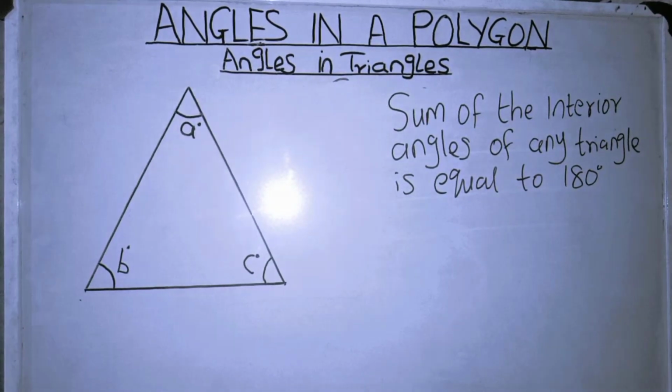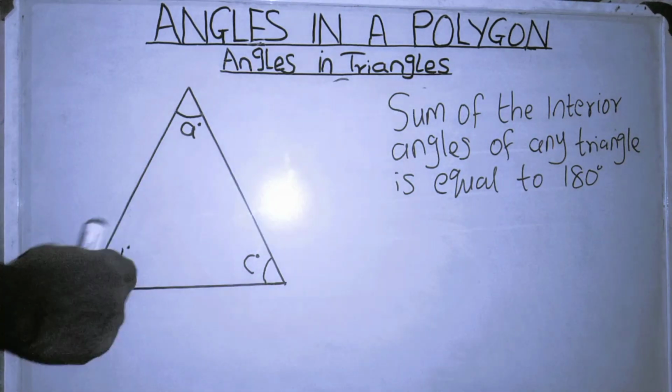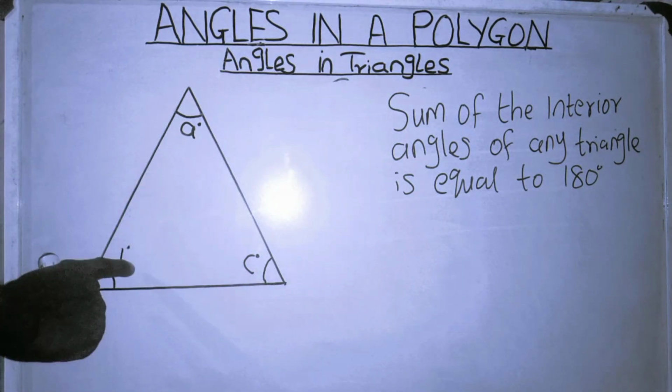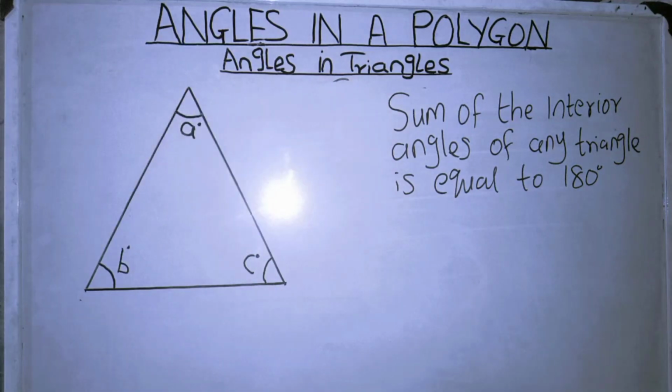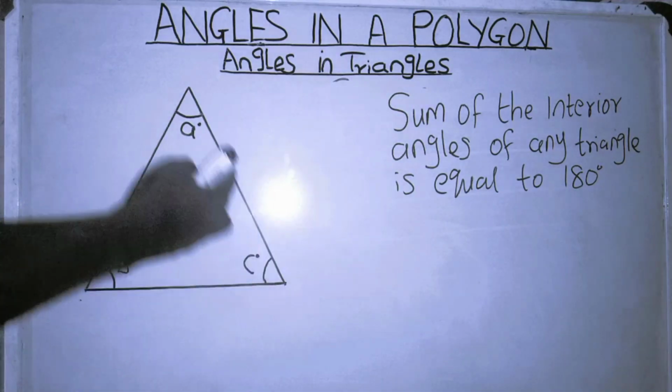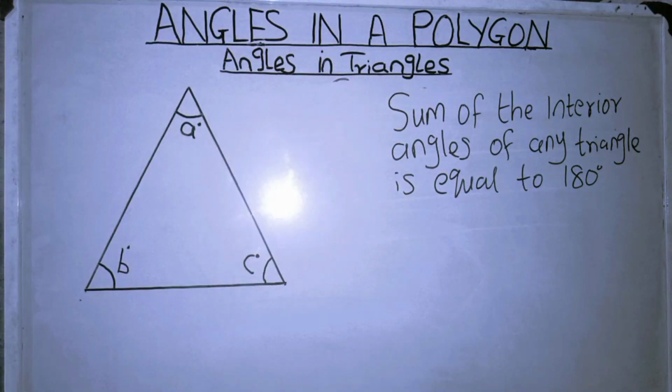Now we are talking of the angles in triangles. From what you can see on the board, the sum of the interior angles of any triangle at all is equal to 180 degrees, just like I showed you before. Now, as you can see from the diagram there, this is a triangle of which you have angle A here, angle B, angle C. We're talking about interior angles. That means the angles inside. So the sum of the interior angles of any triangle at all is equal to 180 degrees, just like we explained here.